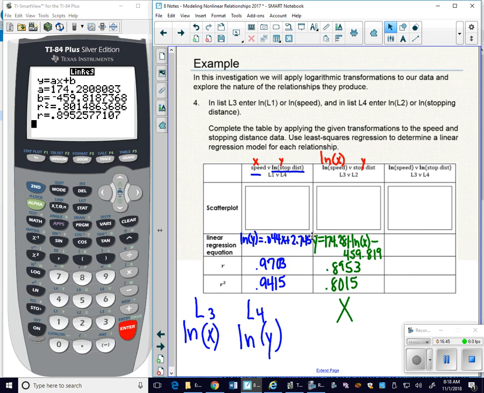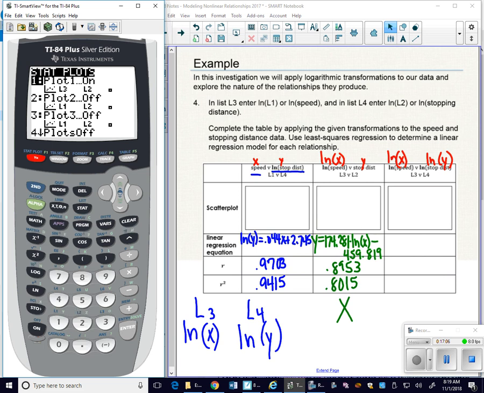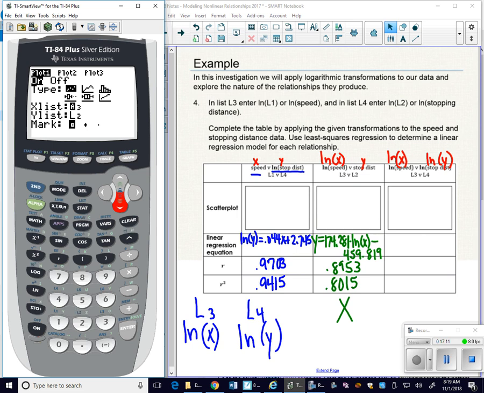But I have one more transformation I want to look at, and this is when I compare the natural log of my x values to the natural log of my y values. And so my natural log of my x values are in list 3, so this time I'm looking at the natural log of x versus the natural log of y. And so I'm again going to go back up into my stat plot menu, and I'm going to create a new scatter plot, but this time I'm going to do list 3, because that's where the natural log of x is, versus list 4, and that's where the natural log of y is. I'm going to zoom 9 it again and watch what happens.